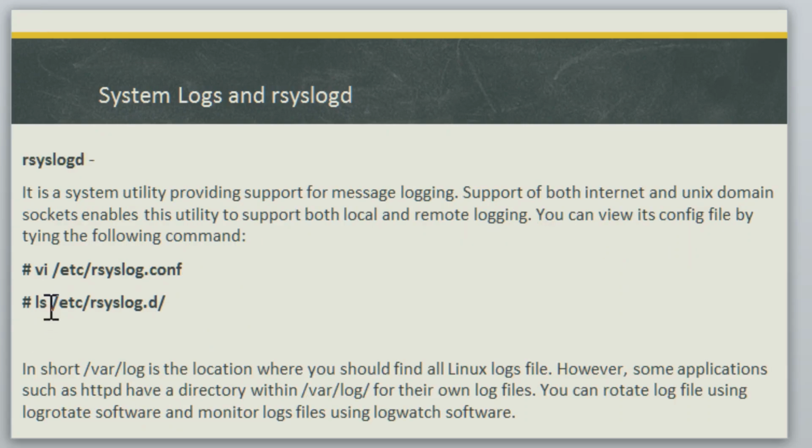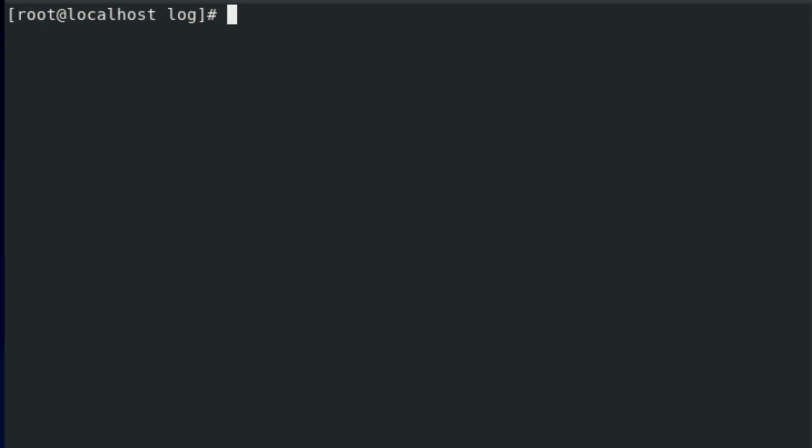So let's talk about rsyslogd. This is a system utility providing support for message logging. Support of both internet and Unix domain sockets enables this utility to support local and remote logging. You can view its config file by typing the following command: vi /etc/rsyslog.conf or ls /etc/rsyslog. Now guys, like I said before, I don't believe rsyslog is set up on our machines by default.